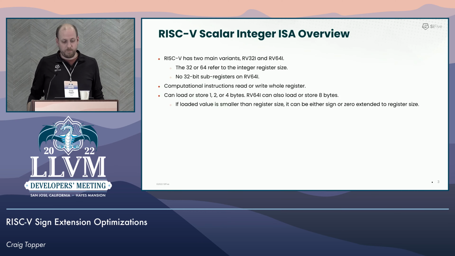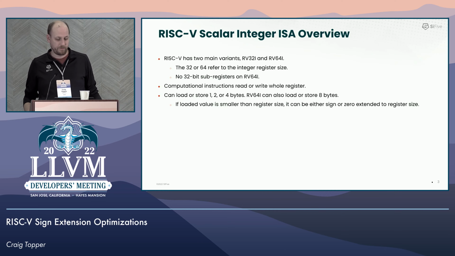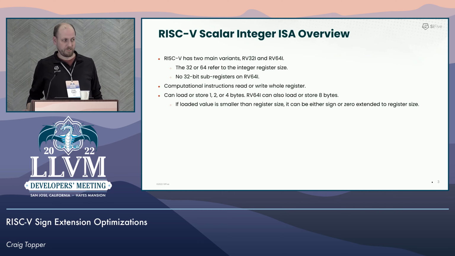So for those of you who don't know, RISC-V has two main variants, RV32I and RV64I, where the 32 or 64 refers to the size of the scalar integer registers. Unlike targets like x86-64 or AArch64, there are no 32-bit subregisters for RV64I. There's just one size of register. All of the computational instructions are defined to read and write this whole register.